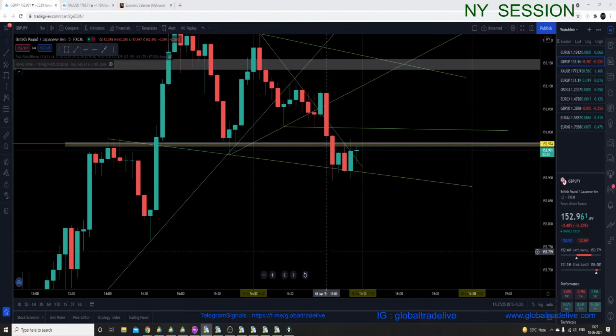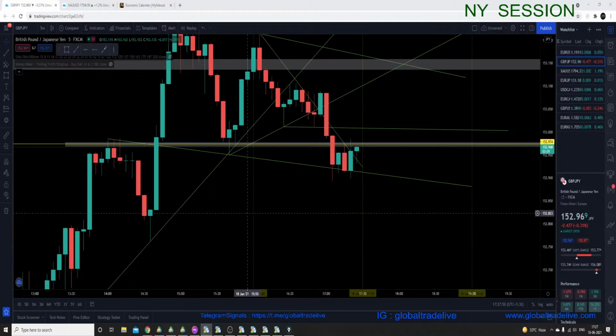Oh, look at this rejection. Yeah, that's why it's really important to wait. Again, a long wick rejection and push up. So it's just stuck between the two levels. One is from the trend line and one is from the resistance. So if it has to go up, then it has to break the levels.